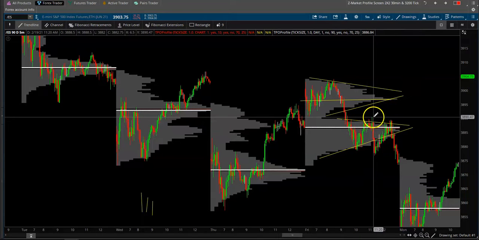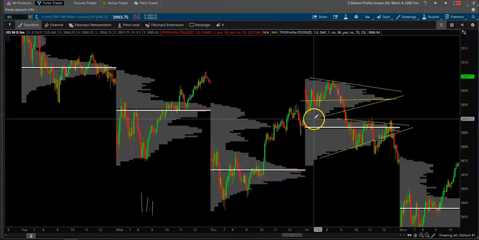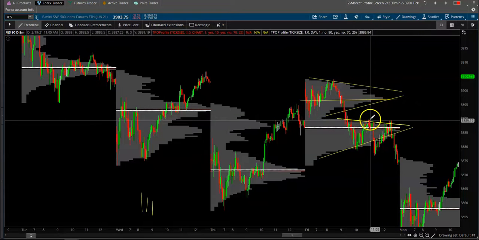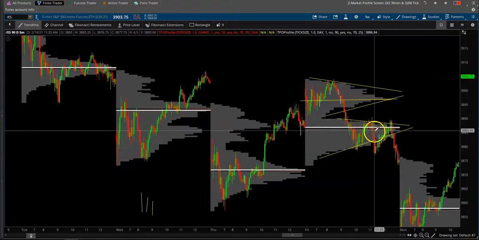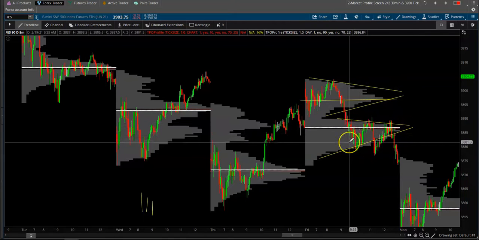Because as we came right back up, look where we went, right back to it, and that's what created the low volume node. And so if you see this, you could go, hey, we'll probably chop around this level for a while and start to build this out.